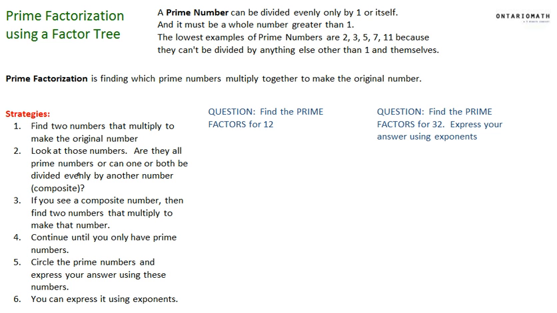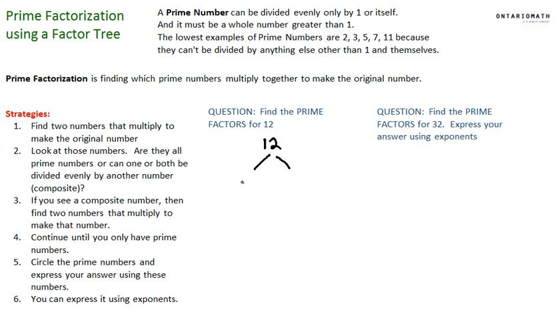The strategies are written right down here, and I'm just going to be using those. You can read those and understand them, and I'm just going to get into the examples and the questions. So, if I have a question that says find the prime factors for 12, with the factor tree, I write the original number at the top, so that would be 12. Then I use branches, like a tree, that's why it's called a factor tree. In these branches, I'm going to write down which two numbers multiply to give 12.